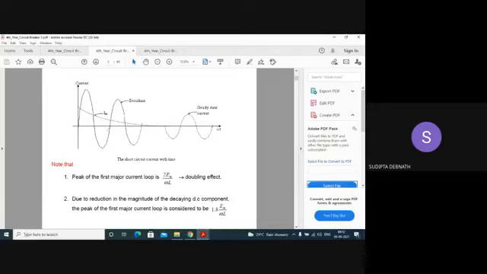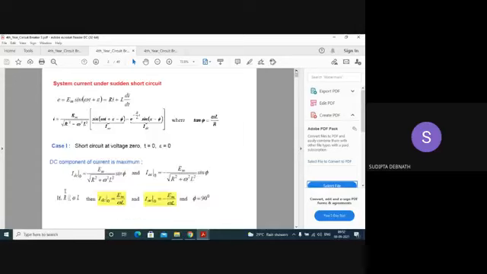The resultant curve is this one, and you know that when the DC component becomes zero, the steady state condition will be reached. So it will continue like this. But initially it is very high. How much? Because you know the initial value of the DC component is Em by omega L, and that of the AC is minus Em by omega L. So the magnitude of both of them is Em by omega L.